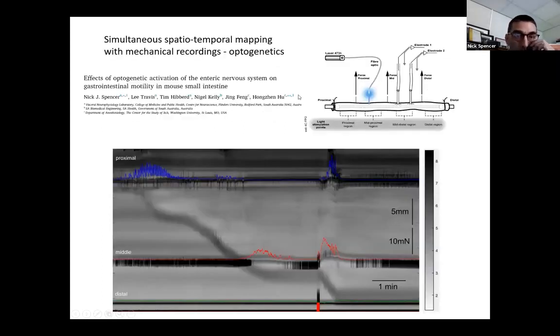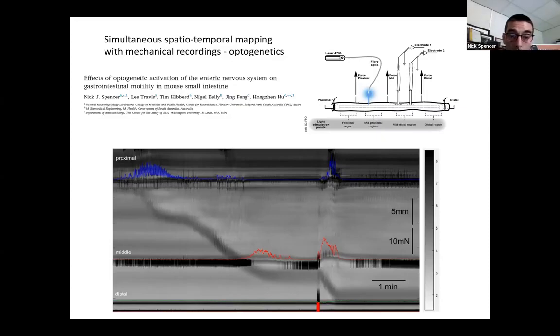We're interested in optogenetics and chemogenetics, and my good friends in St. Louis, Hong Chen, Jing, and Zilli are working on some great work at the moment. This is a study we did a few years ago. Very simple study with a laser, a genetically modified mouse, where we knock channelrhodopsin into the calretinin neurons. And this is the DMAP with motility.